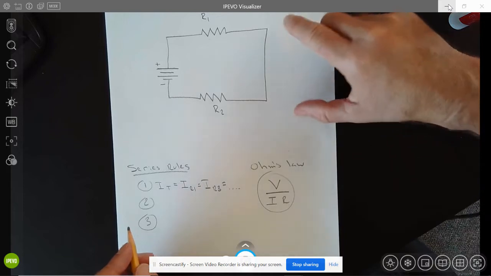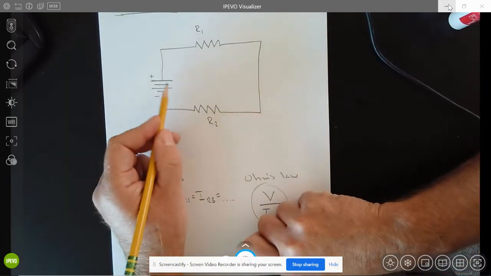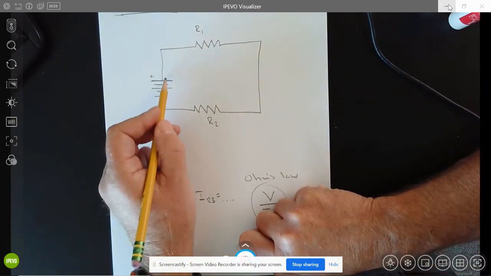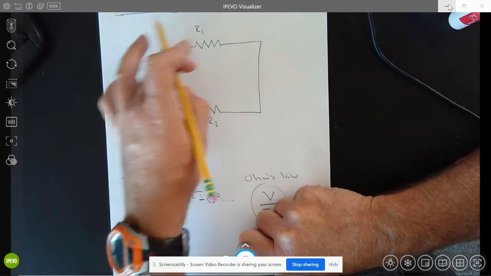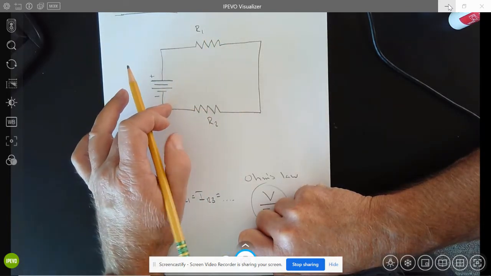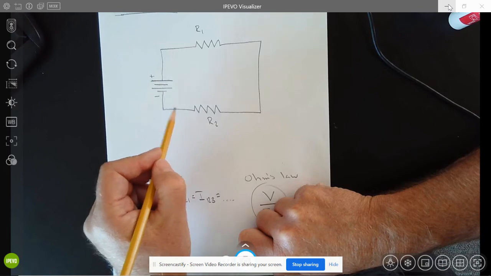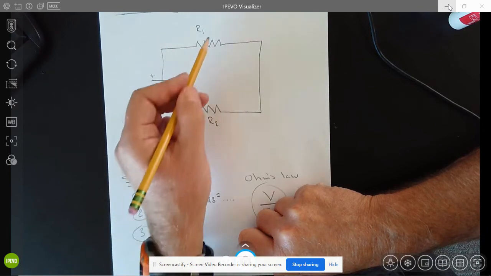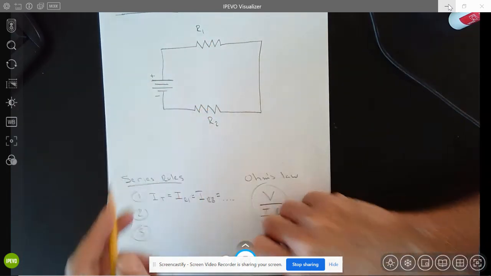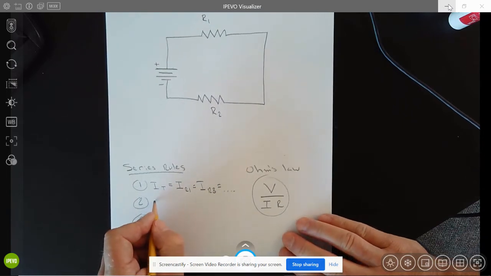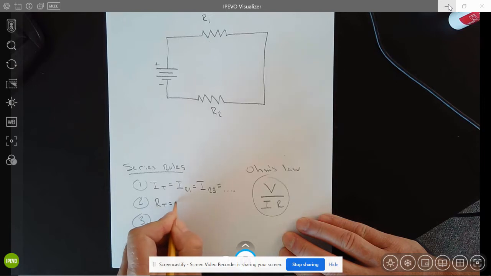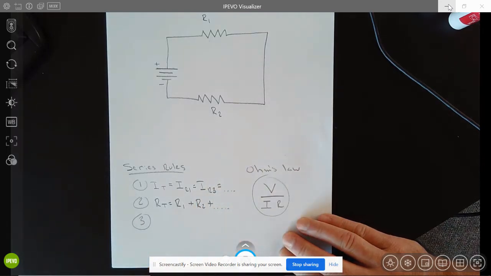For the resistances, as far as the battery is concerned, it has to push all its voltage through the entire circuit. So it sees the resistance as the combination of this resistor and that resistor. So in a series circuit, the value of the total resistance, what the battery sees, is just the sum of all the resistors: R1 plus R2 plus however many resistors it has.